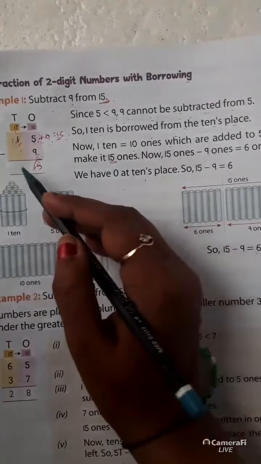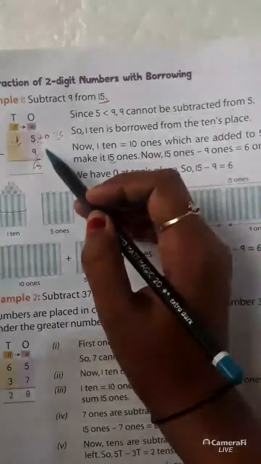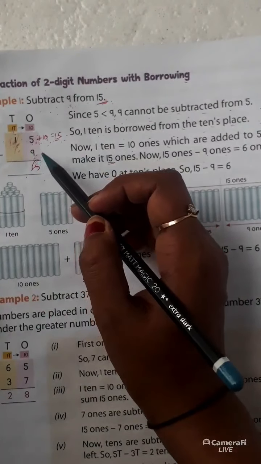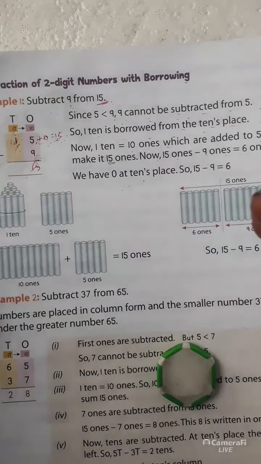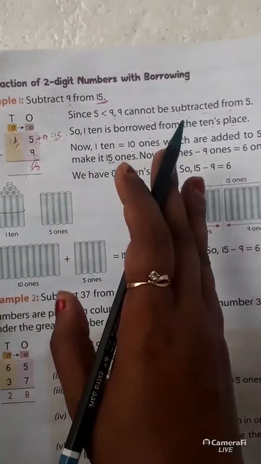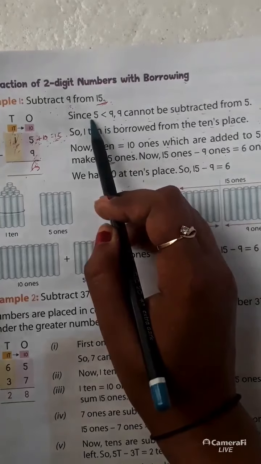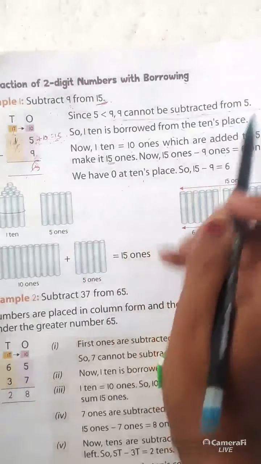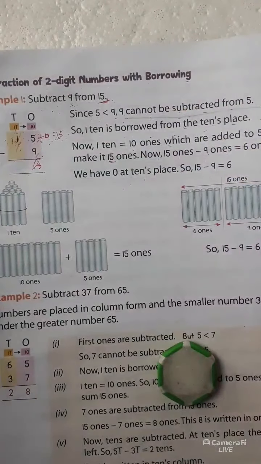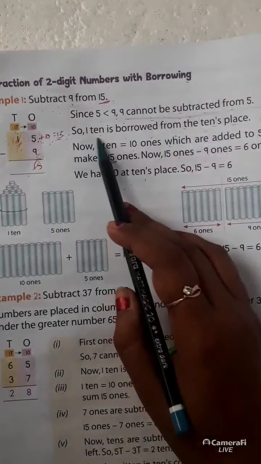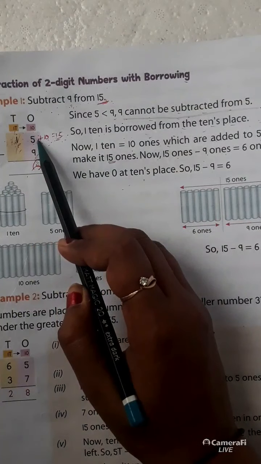So what is that? In the tens place 1 is there and in the ones place 5 is there. So 15 minus 9. I told you that it is not possible to subtract a bigger number from a smaller number. Since 5 is less than 9, 9 cannot be subtracted from 5. Then 1 ten is borrowed from the tens place.